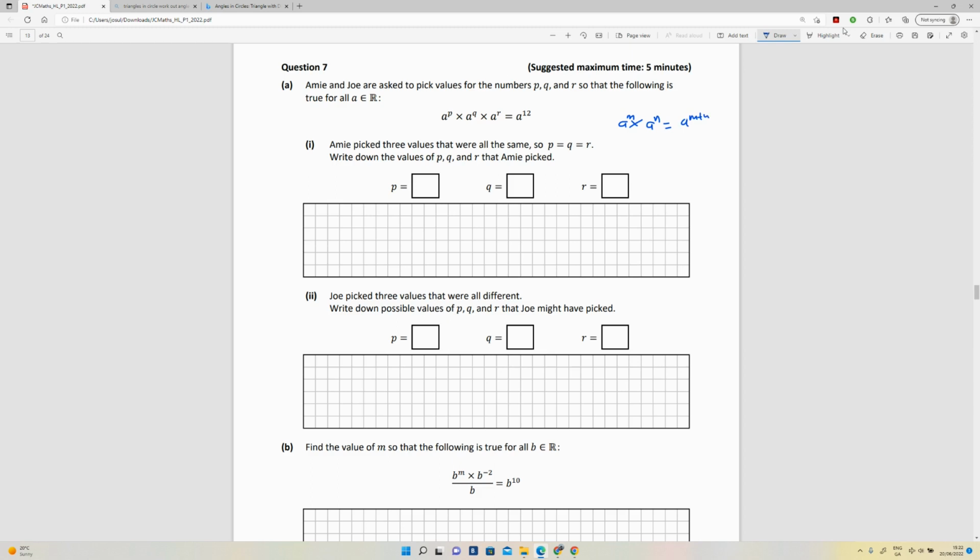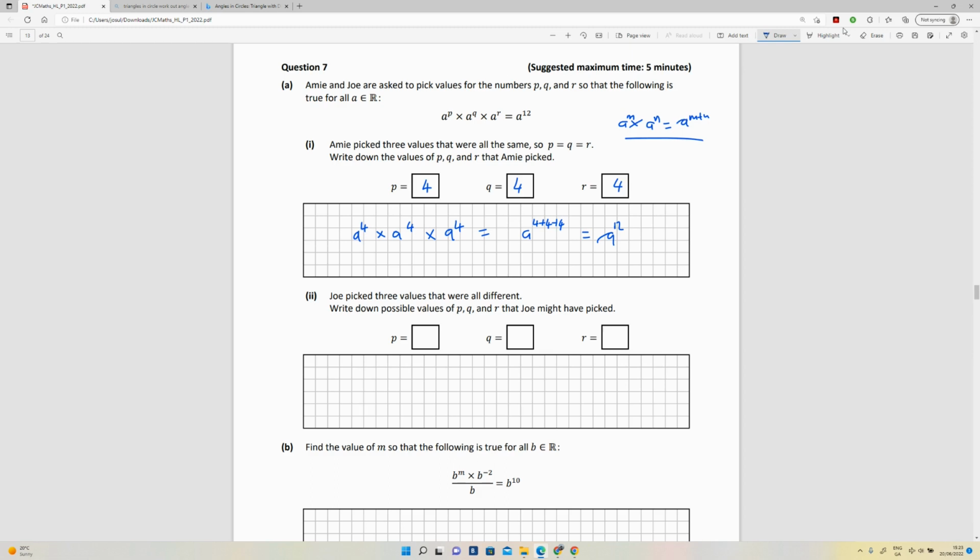So if I have the same values across them, they're all going to be 4. Right, because I'm basically saying A to the power of 4 multiplied by A to the power of 4 multiplied by A to the power of 4 again equals A to the power of 4 plus 4 plus 4 equals A to the power of 12. So your answers are 4 for those two, and that's using that rule, which is in the log tables.